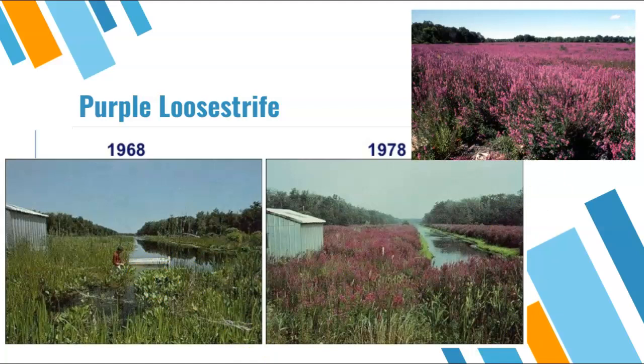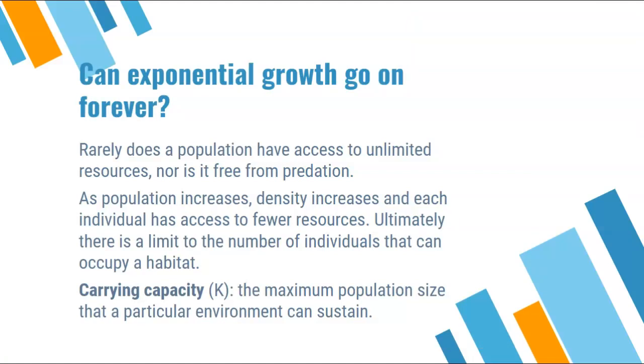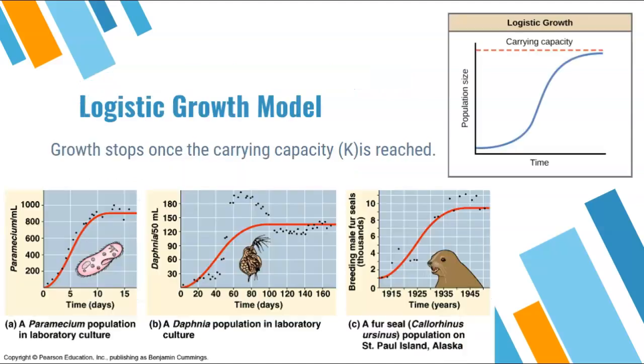Okay, so those non-native species can oftentimes experience exponential growth. But clearly this can't go on forever, okay? There's not always going to be unlimited resources, and there's not always going to be no predators. So as the population gets bigger and bigger, our density is going to increase, and they're going to have less access and fewer resources. And there's going to eventually be a limit on how many individuals can live there. This limit is called the carrying capacity, and we represent this with the letter K. And that's the maximum population size that an environment can possibly sustain. Okay, more on that in a sec.